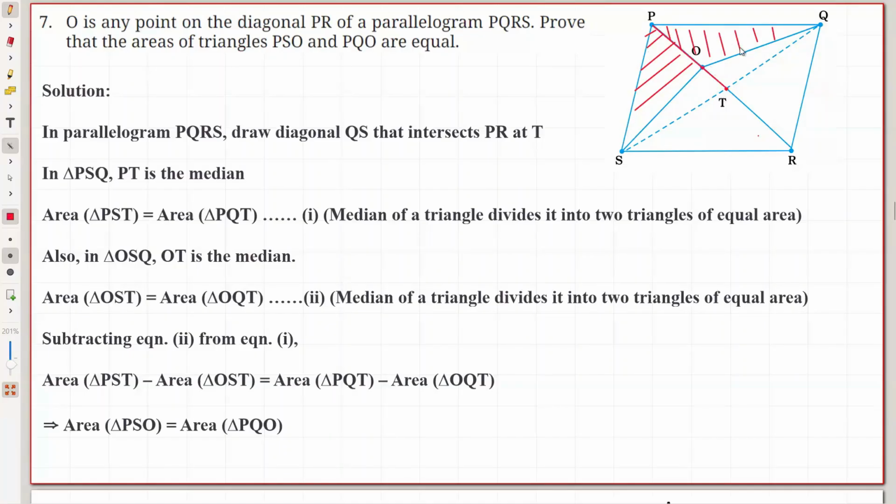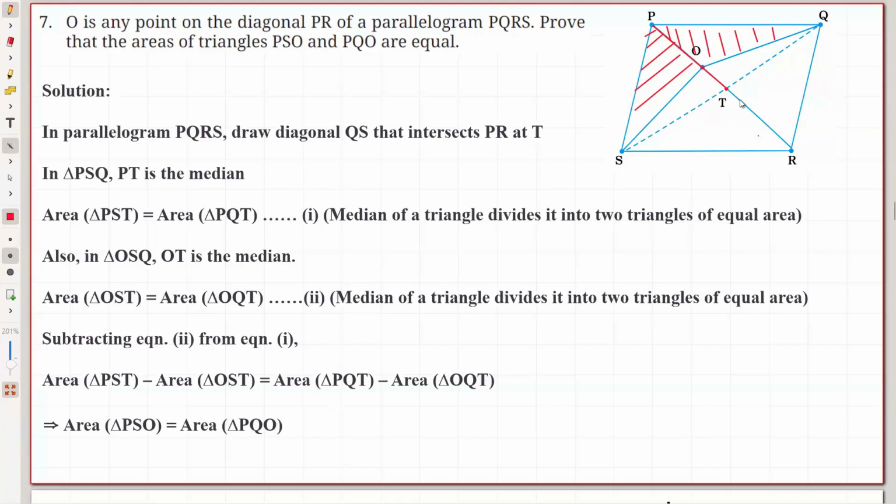PT is the median, and we have learned the theorem: a median divides the triangle into two equal areas. That means the area of the triangle PST is equal to the area of the triangle PQT. We have learned this as a theorem. Now this is our equation number 1.